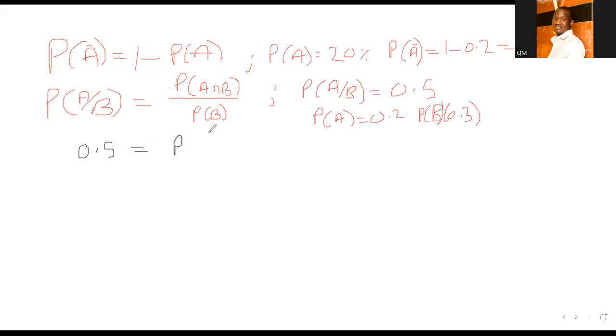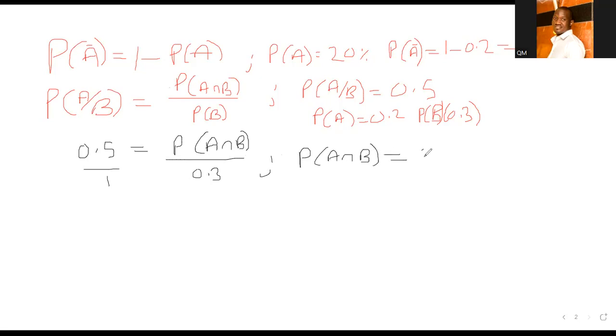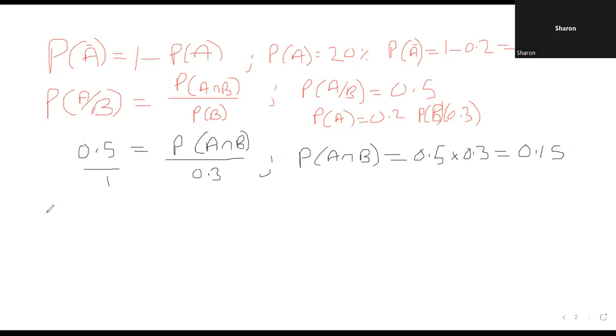Intersection we don't have. What is the probability of B? 0.3. So just cross multiply. Our A intersection B is therefore going to be equal to 0.5 times 0.3, which gives us 0.15. Together? Yes. All right.